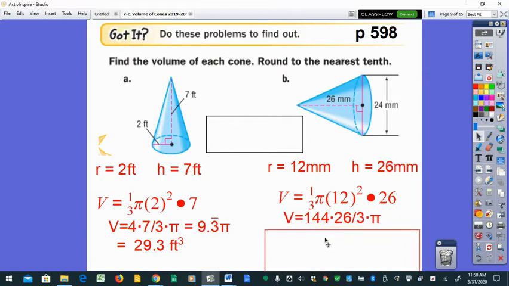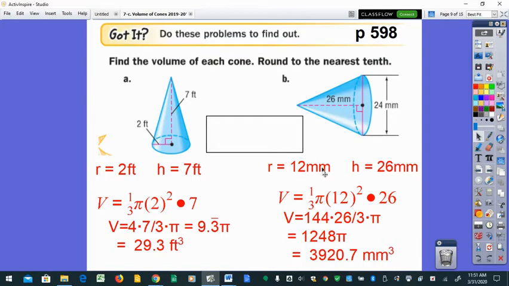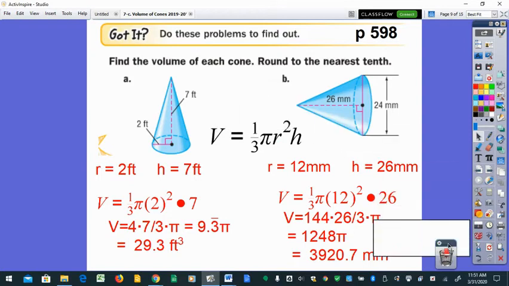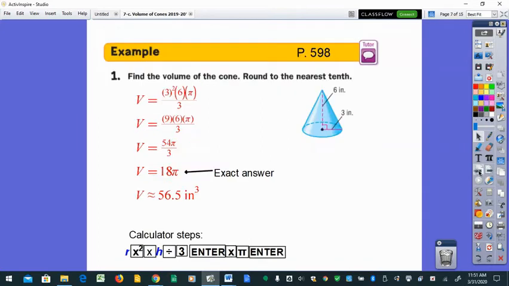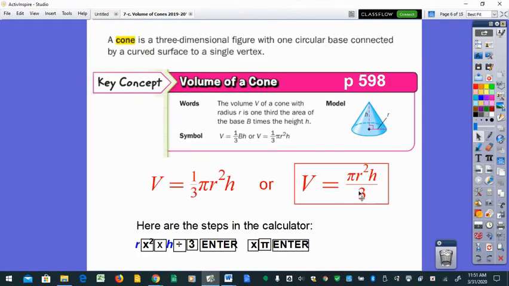And I will see in the calculator 1,248. And if I write a pi after that, that's my exact answer. Take the 1,248 times pi, and it's approximately 3,920.7 millimeters cubed. So again, there is our volume formula that you'll mostly see out in the real world. That's how it's written. But please remember that that is the same thing as dividing by 3, and this is the easier way to do it in the calculator.